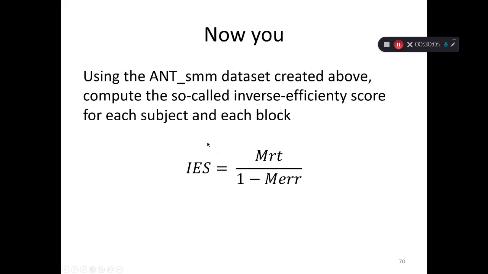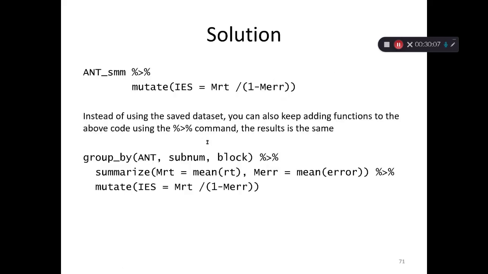Try it yourself, and then we check the solution together. So the solution is this. You take the ANT summary dataset and you pipe it into a mutate command in which you define a new variable, the inverse efficiency score, as simply the mean reaction time divided by 1 minus the error rate.